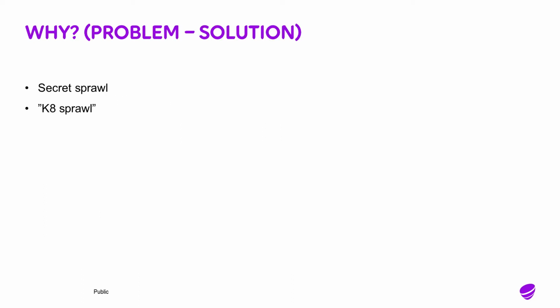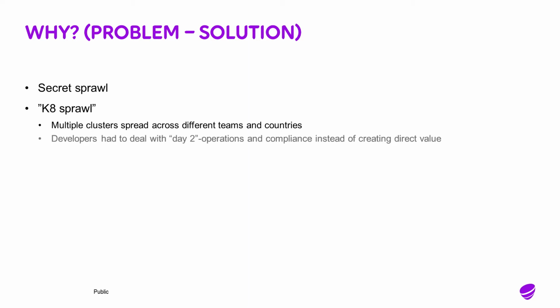So the problem of why: as some of you might have heard, there's something called secret sprawl, but that's another topic for another day, but it connects to what Telia was facing. Telia is facing something called Kubernetes sprawl, as I like to call it. They have multiple clusters spread across different teams and different countries, and sometimes even developers have created their own clusters, which meant they have to deal with day two operations and compliance instead of creating a direct value to the company.